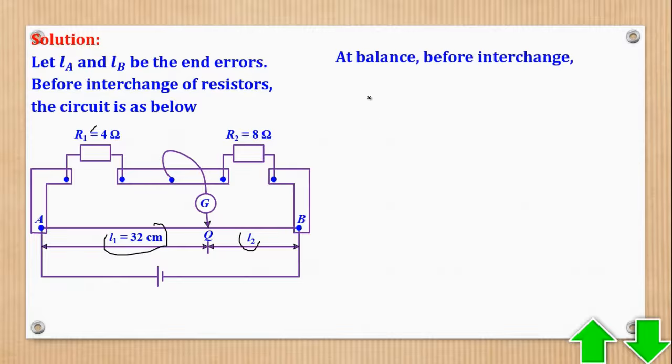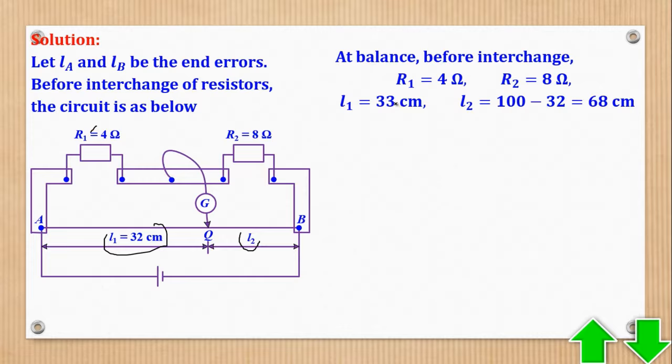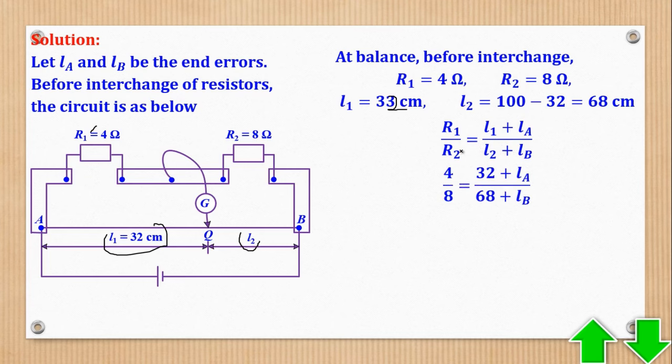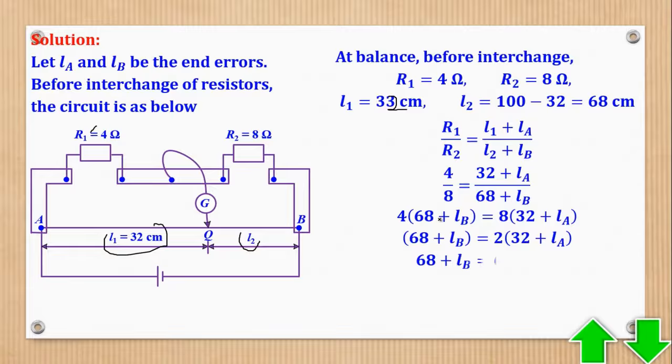Therefore, at balance before interchange, we have R1, R2, L1 and L2, and this is supposed to be 32. Therefore, R1 over R2 is equal to L1 plus LB over L2 plus LB. Then substitute, cross multiply, simplify, and rearrange to make LB the subject. So that is before interchanging.